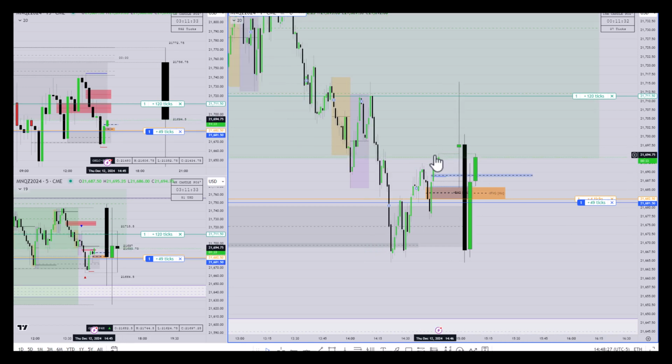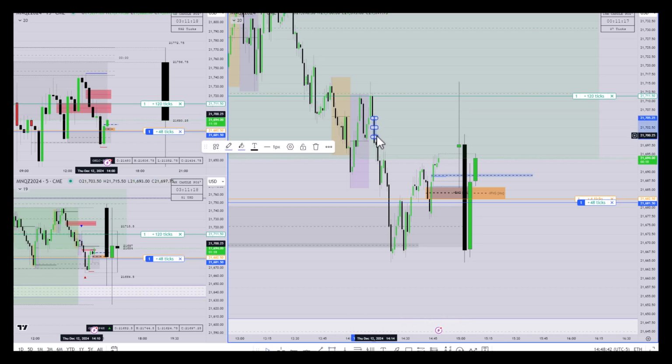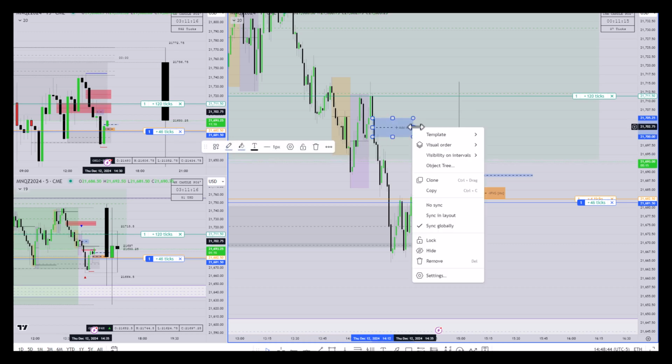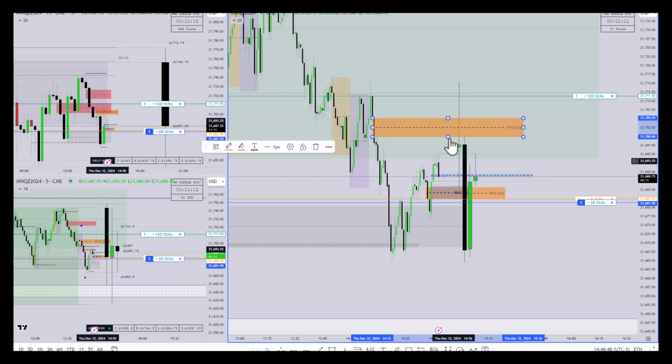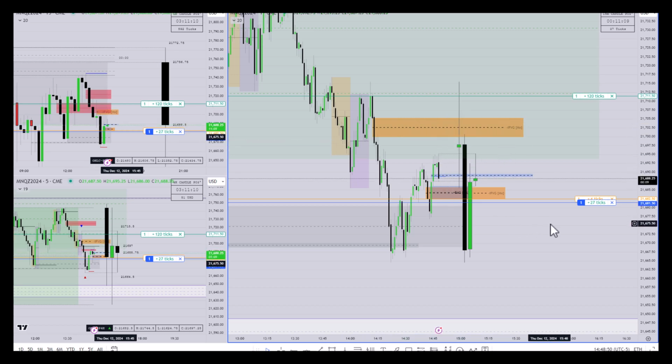All right, higher high, that's a good sign. A lot of stops placed right here. We got an inversion fair value gap right up here. So we're retracing down.